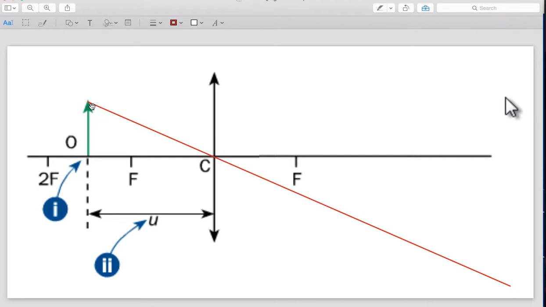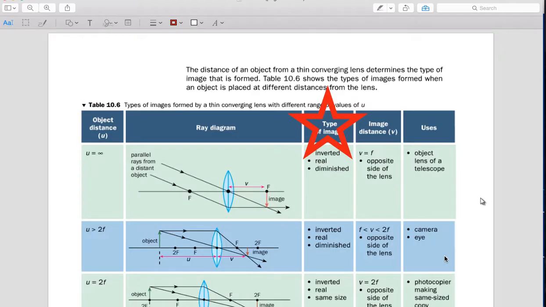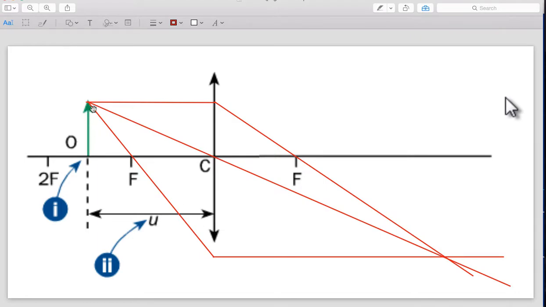First light ray, easiest. Anything that passes through the optical center, no bending. Second one, can you see? Parallel. After that, where do you think it should go? It should go through my principal focus. Good. Third one, anything that passes through the principal focus, after that will be parallel. And boom! Can you see? All three actually intersect. So what does this mean? This means that at the tip of the arrow, I should actually draw an arrow down here.